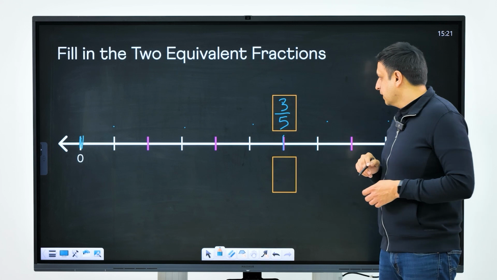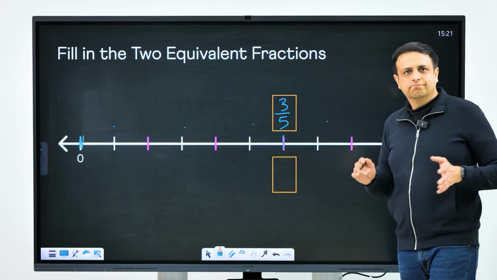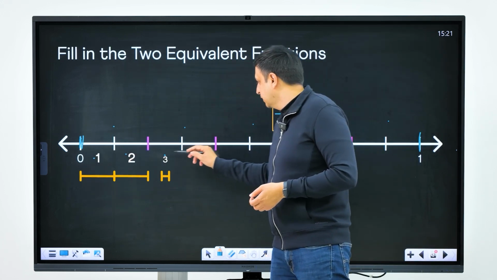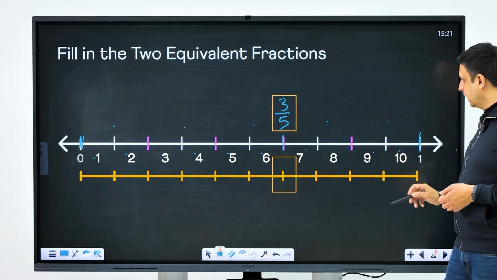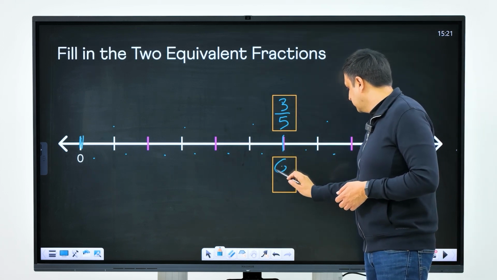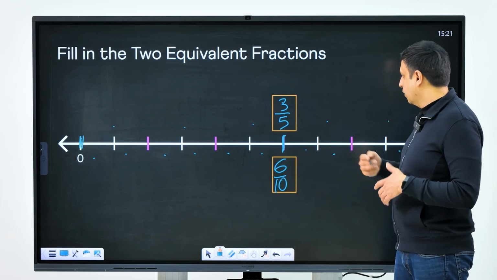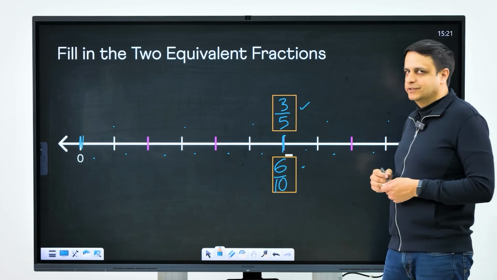And now what we'll do is again take the same unit interval, but think about dividing it into 10 equal parts. So we have 1, 2, 3, 4, 5, 6, 7, 8, 9, 10. So 10 equal parts, and this point here is 6 parts away. So this would be 6 over 10. So this point corresponds to the two equivalent fractions 3 over 5 and 6 over 10.